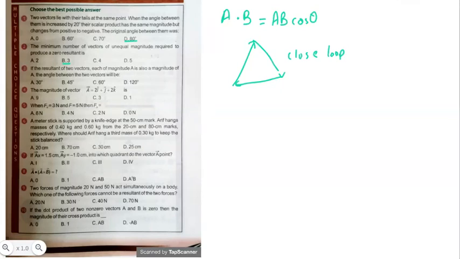Question number 3 is: if the resultant of two vectors, each of magnitude A, is also of magnitude A, the angle between the two vectors will be?